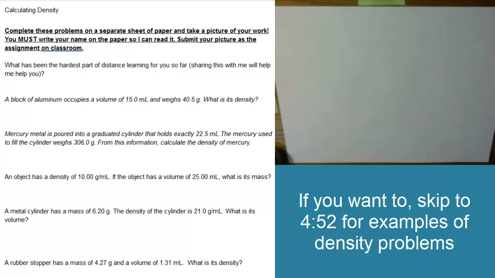But anyways, to start, I'm going to go over a couple of the answers on this sheet, but before I get to that, I need you to complete this on a separate sheet of paper and then take a picture of it and then upload that picture as your assignment. And I need you to write your name on the paper so that I can read it. This is honestly just so that I know whose work is whose, because the whole point of doing stuff like this is that I can try and figure out what people know and don't know.